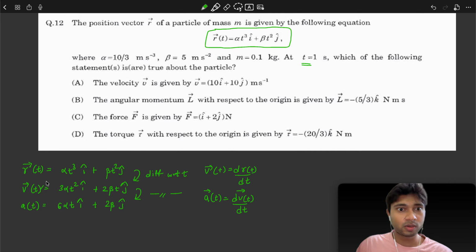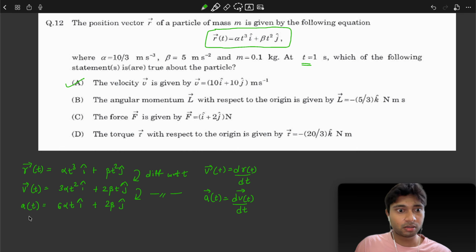At t equal to 1 second, the velocity is given by 10 i cap plus 10 j cap. Let's put t equal to 1, then 3 alpha, and alpha is 10 by 3, so 10 i cap holds true. 2 beta, and beta is 5, so 2 into 5 is 10. And 3 into 10 by 3 is again 10. So 10 i cap plus 10 j cap is correct. Option A is correct. The angular momentum with respect to origin is given as minus 5 by 3 k cap.